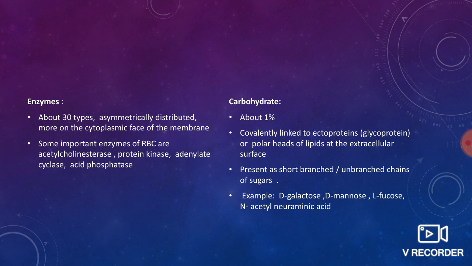Carbohydrate constitutes about 1% of the total. They are covalently linked to ectoproteins, proteins located towards the extracellular surface. Carbohydrates are also linked to the polar heads of the lipids at the extracellular surface. They are present as short branched or unbranched chains of sugars. Examples of carbohydrate are D-galactose, D-mannose, L-fucose, N-acetylneuraminic acid, etc.